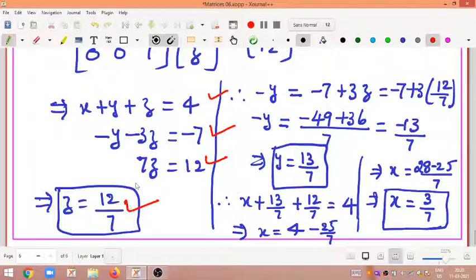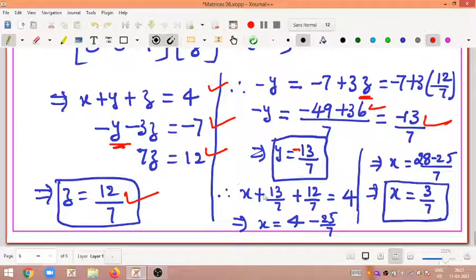So this Z is equal to 12 by 7, substitute in this equation. Minus Y is equal to minus 7 plus 3Z. So minus 7 as it is, plus 3 into the Z value, 12 by 7, I wrote here. LCM is 7: 7 into minus 7 is minus 49, plus 12 into 3 is 36. Minus 49 plus 36 is equal to minus 13 by 7. This is the Y value, minus 13 by 7.